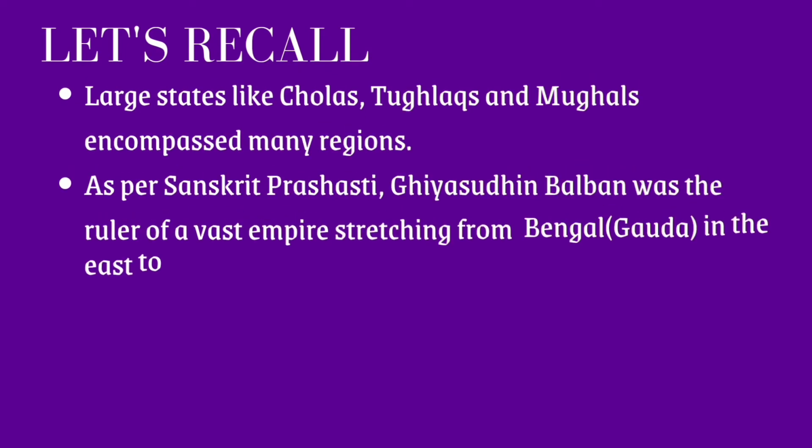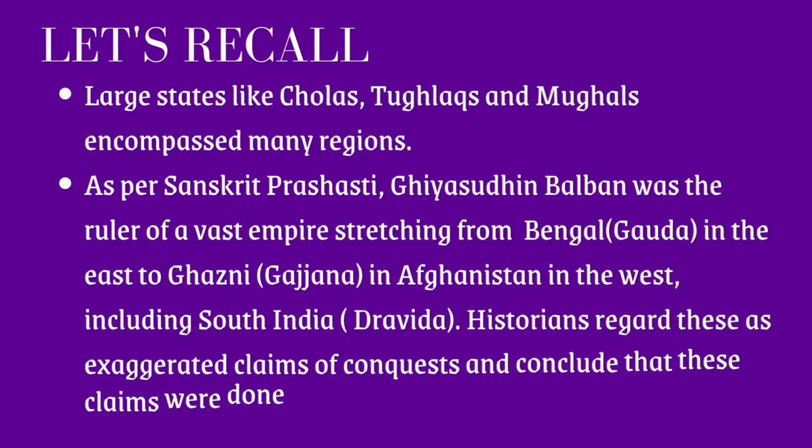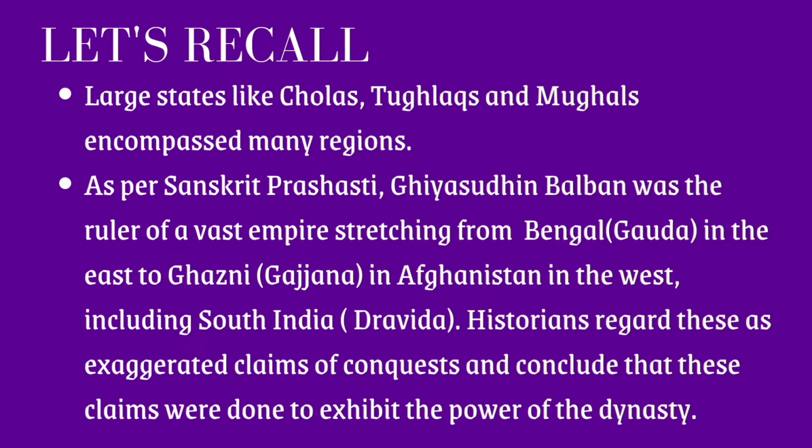Large states like the Cholas, Tughlaqs, and Mughals encompassed many regions. As per a Sanskrit prashasti, Ghiyasuddin Balban was the ruler of a vast empire stretching from Bengal, Gauda, in the east to Ghazni, Gajjana, in Afghanistan in the west, including South India, the Dravida. Historians regard these as exaggerated claims of conquest and conclude that these claims were made to exhibit the power of the dynasty.